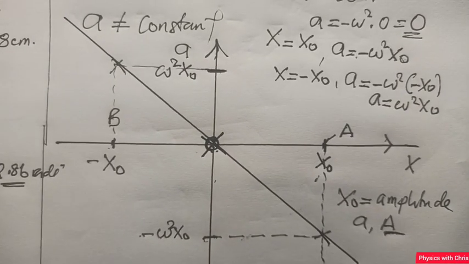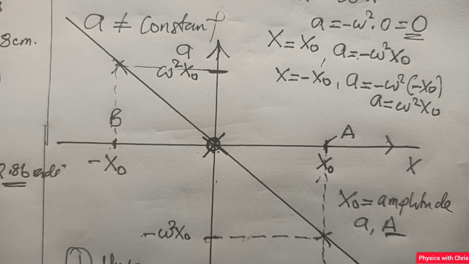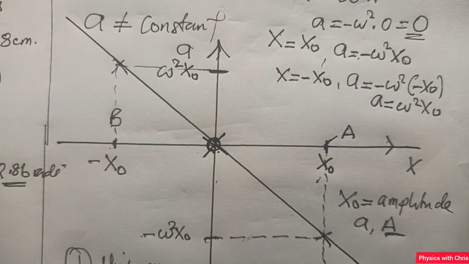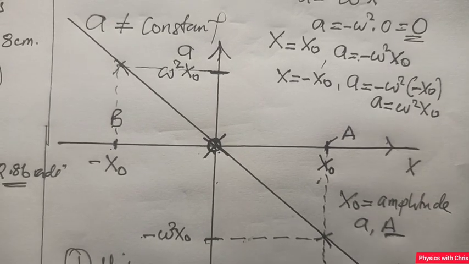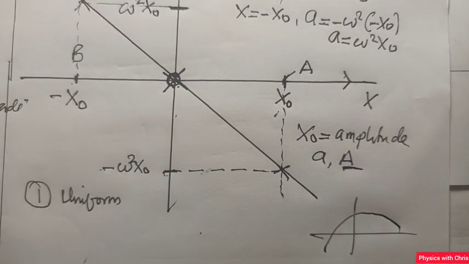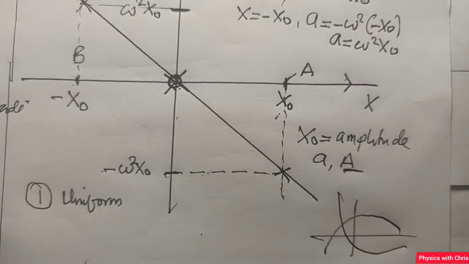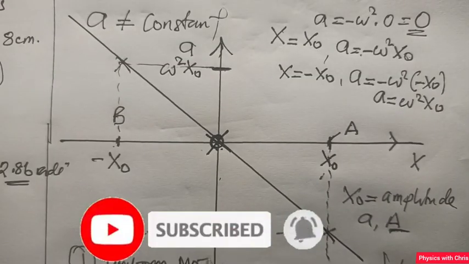So you can see it's a straight line graph, meaning that simple harmonic motion is a motion of a body along a straight line. That is to say, it's a uniform motion of a body about a fixed point. If it was non-uniform, the graph would have given us a curve. It would have given us something like this to show that it's actually a non-uniform motion. As long as the graph is a straight line, it means it's a uniform motion of a body about a fixed point.